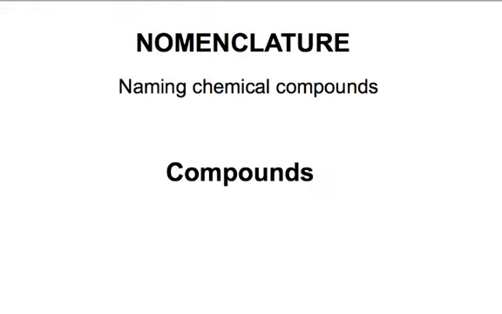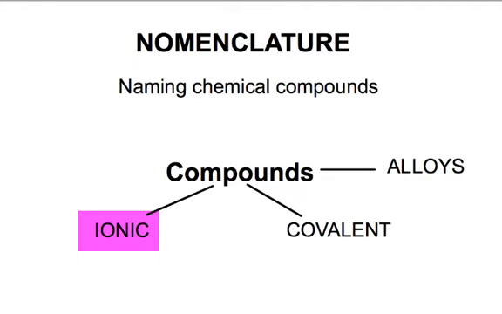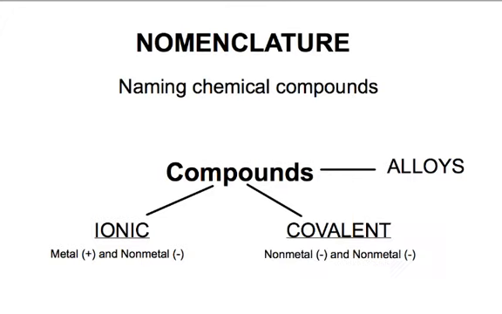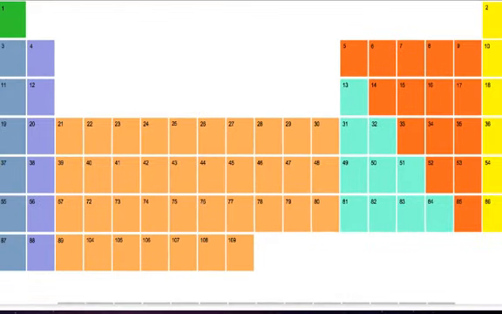There's three types of compounds: ionic, covalent, and alloys, metallic alloys. We're not going to spend too much time on those. Ionic compounds are metals and nonmetals, so you have opposite charges attracting, cations and anions. Covalent compounds are two nonmetals sharing electrons, and then alloys are metals and metals. On the periodic table, you should know this fairly well.